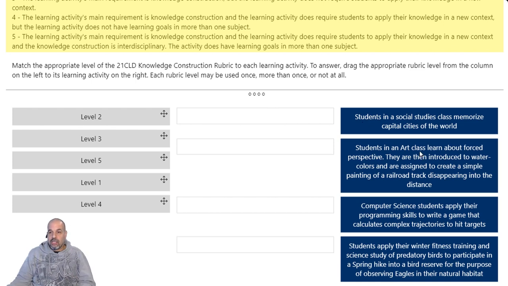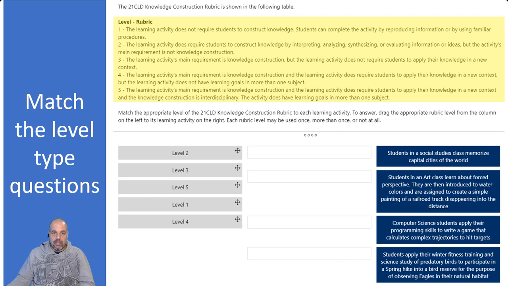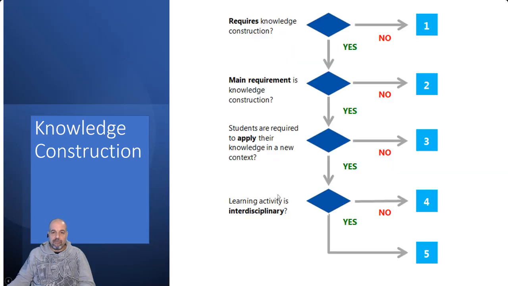Next one. Students in an art class, so this is to do with art, learn about forced perspective. They are then introduced to watercolors and assigned to create a simple painting of railroad tracks. So yes, they've learned about perspective. They apply their knowledge. There is knowledge construction, but it's still all within the art class. And if we look at the rubric, you can only go to a level 5 if it is interdisciplinary. That basically means if more than one subject area is included for this knowledge construction. And this is only focused in art, so it isn't. That's going to be a level 4.